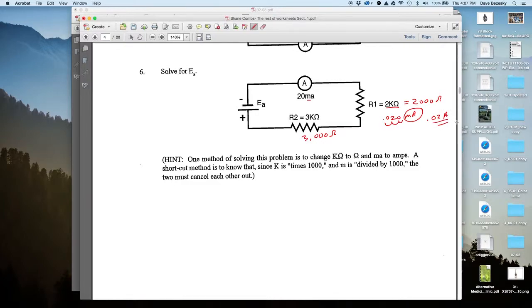So we know we've got two resistors here. We know we can add those together to get a total resistance. I'll work that down here below. RT is equal to R1 plus R2, and that's equal to 2,000 plus 3,000, which equals 5,000 ohms.